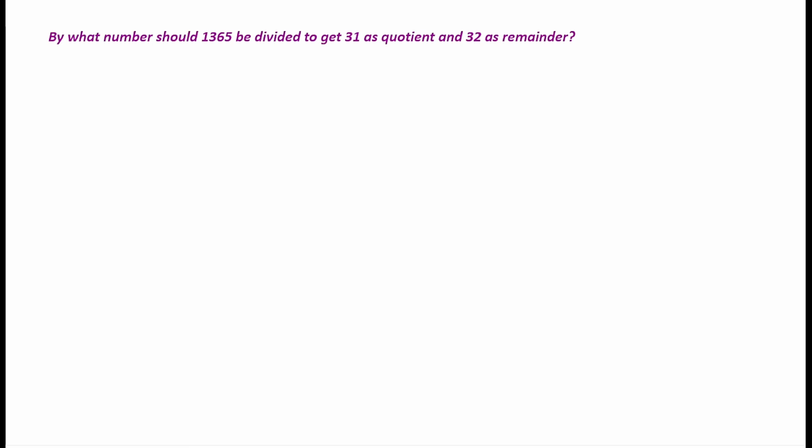The next sum is: by what number should 1365 be divided to get 31 as quotient and 32 as remainder? Let's understand the question first. By what number should 1365 be divided? It means you are to divide 1365 by a certain number so that you get 31 as the quotient and 32 as the remainder. So what is that number? Basically you are asked to find the divisor.